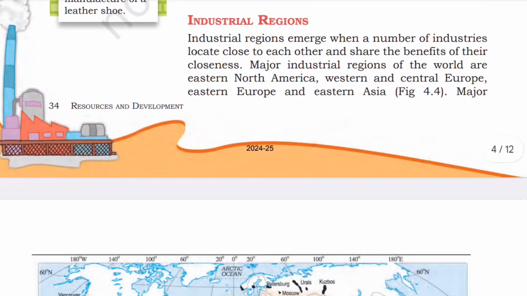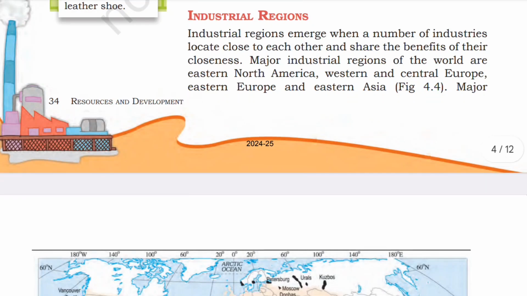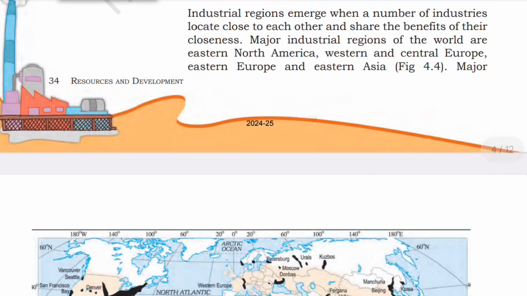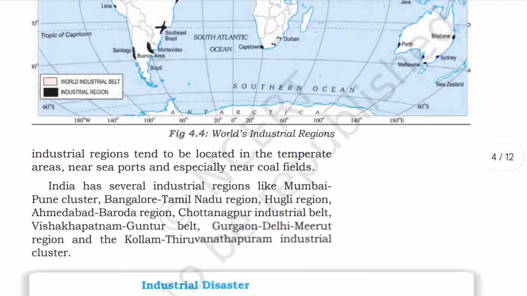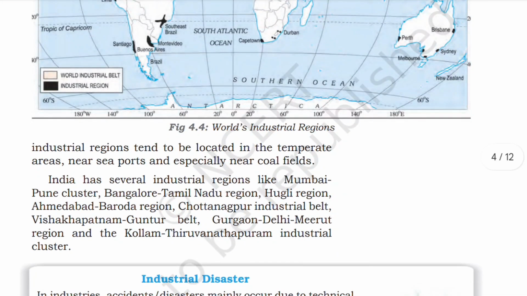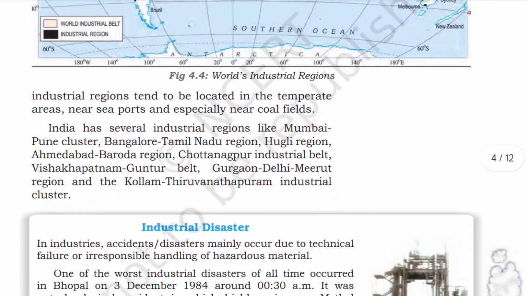Industrial regions. Industrial regions emerge when a number of industries locate close to each other and share the benefit of their closeness. Major industrial regions of the world are Eastern North America, Western and Central Europe, and Eastern Asia. Major industrial regions tend to be located in the temperate area near seaports and especially near coal fields.